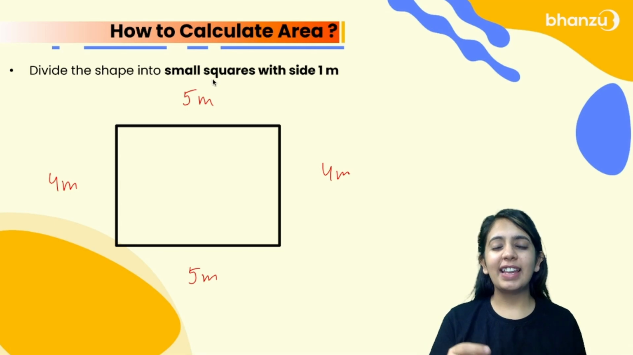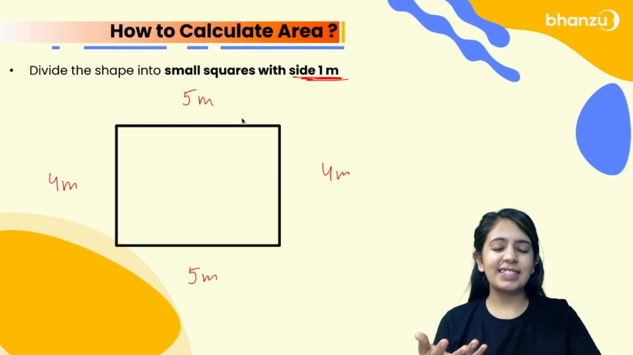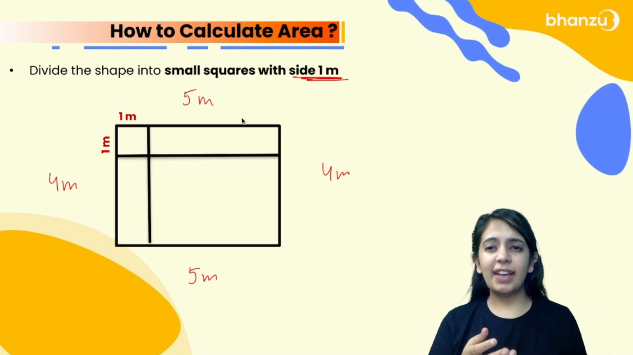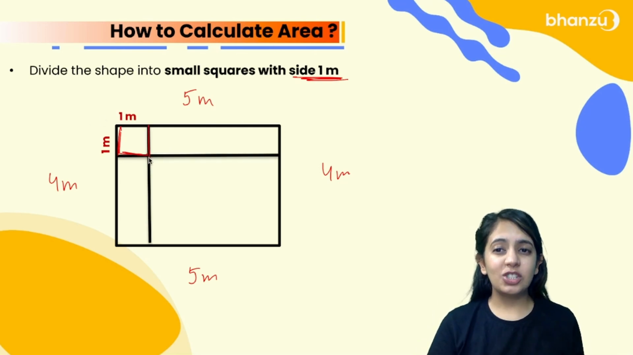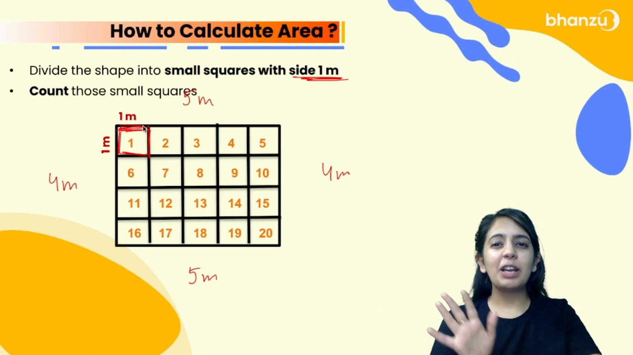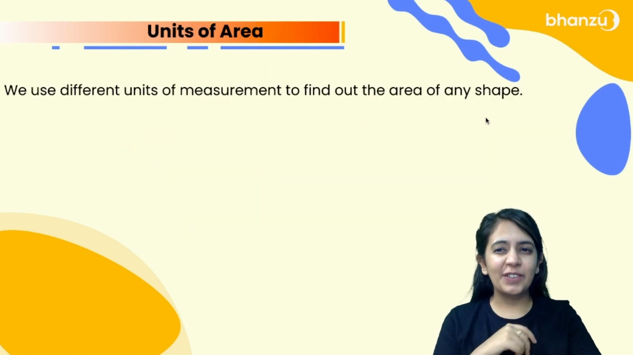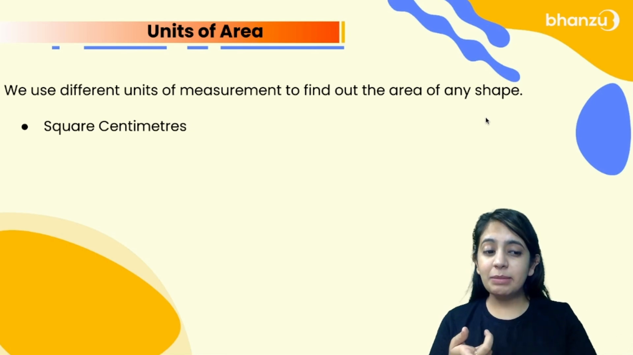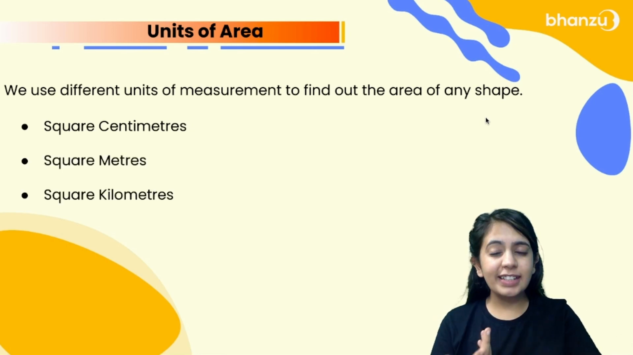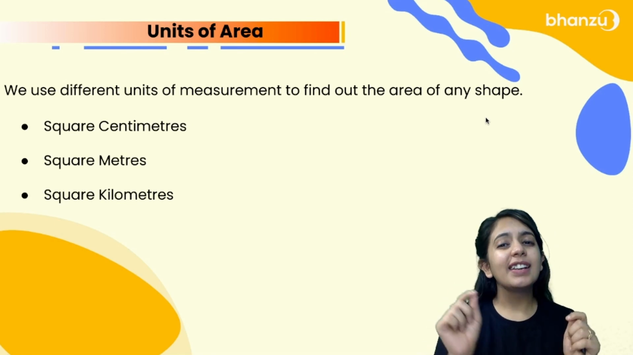Now we are going to divide this shape into small squares with side 1 meter, because the side is in meters. That's the reason we divide it into small squares whose side is 1 meter each. We do this throughout the shape and calculate the number of squares. The number of squares is 20, therefore the area is 20 square meters. With this, let's talk about the units of area. The units of area can be square centimeter, square meter, square kilometer, square millimeter, anything. It all depends on the side length of the shape.